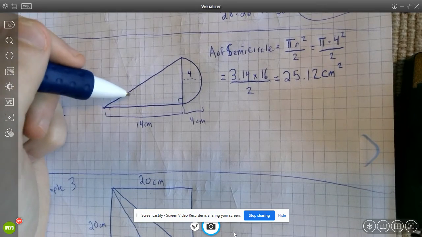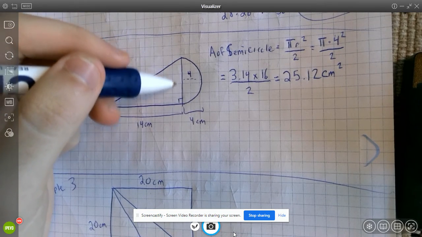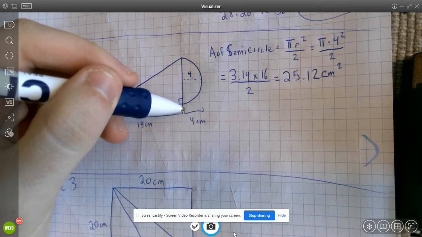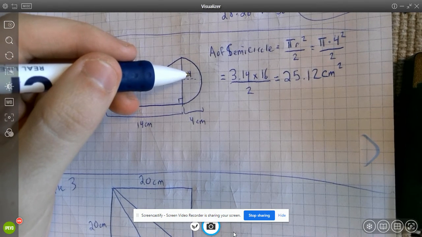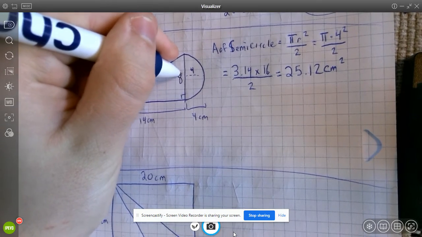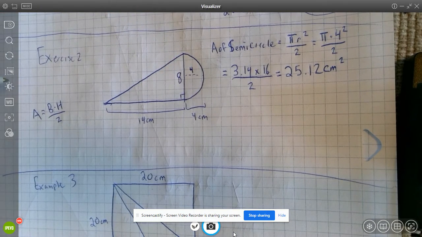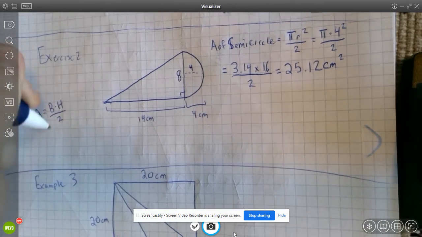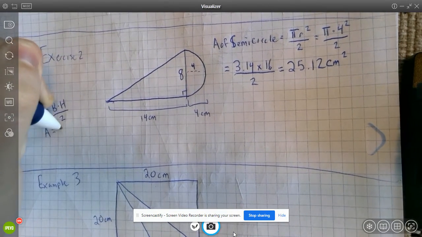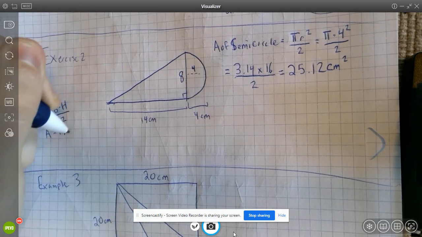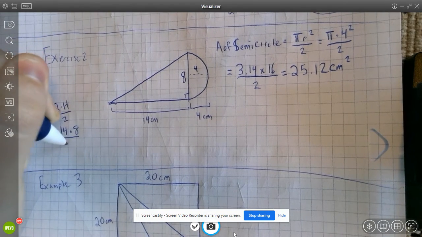So on the triangle, that represents the height of the triangle, but on the semicircle itself, it represents the diameter. And so we know that the diameter is equal to twice the radius, and that tells us that this height is going to be 8, because 4 times 2 is 8. So now we're going to use our equation over here. We've got our area is equal to base, which is 14, times height, which is 8, divided by 2.